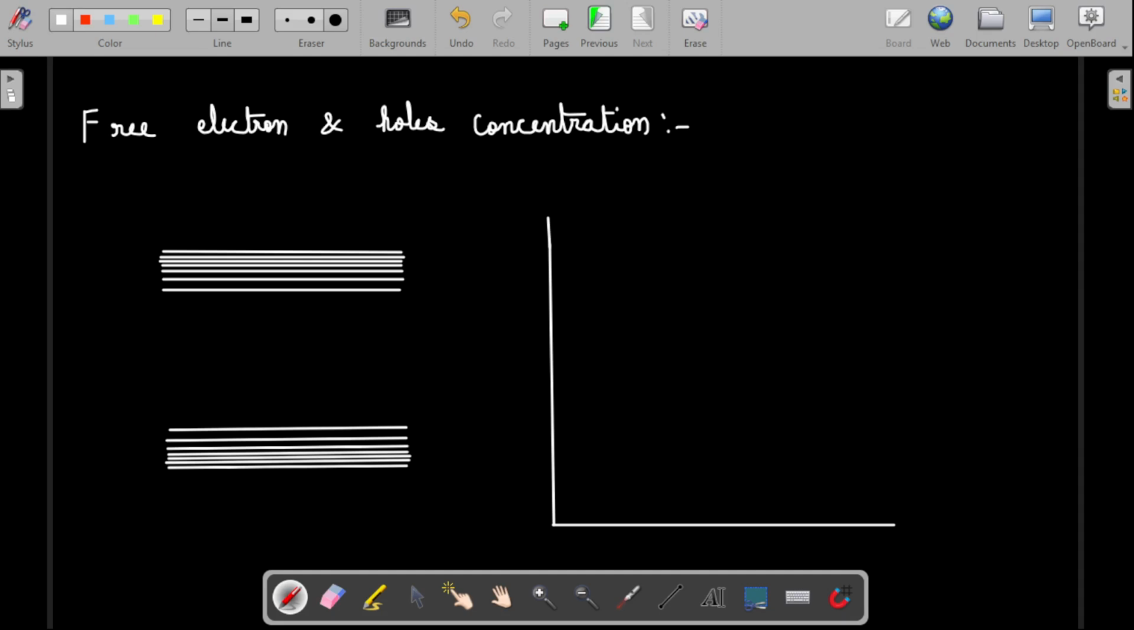Last class we discussed the Fermi-Dirac distribution in detail, which is one of the very important topics. I think you learned it in a very good manner. Let's continue to the density of states.